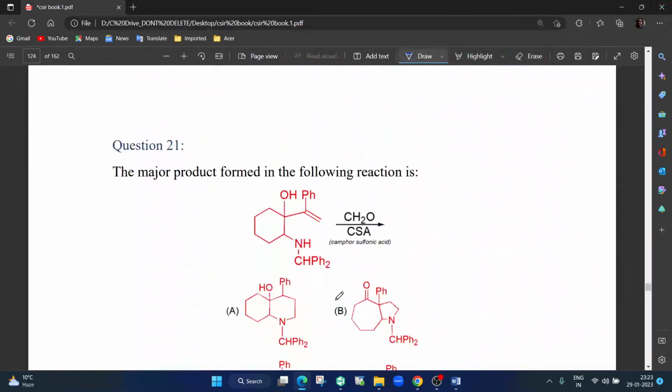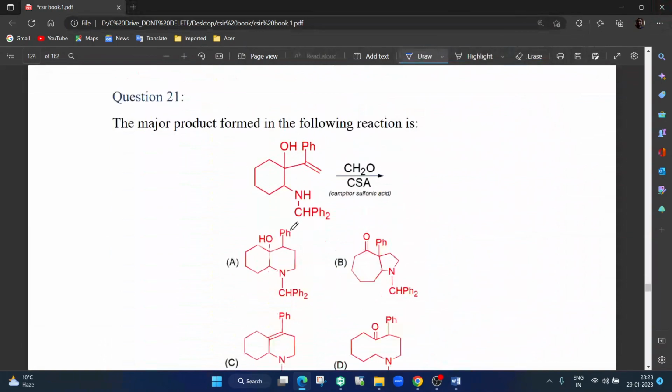Last question for this video. So you are having this molecule and you are reacting it with formaldehyde, HCHO, and camphor sulfonic acid. Now camphor sulfonic acid is a very powerful organic acid. It is like sulfuric acid, only thing it is organic.